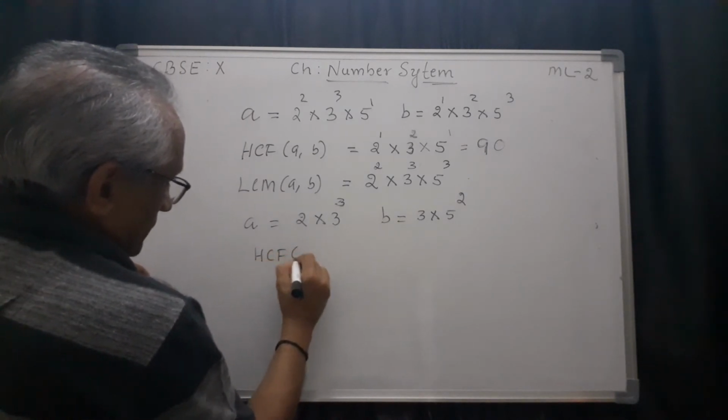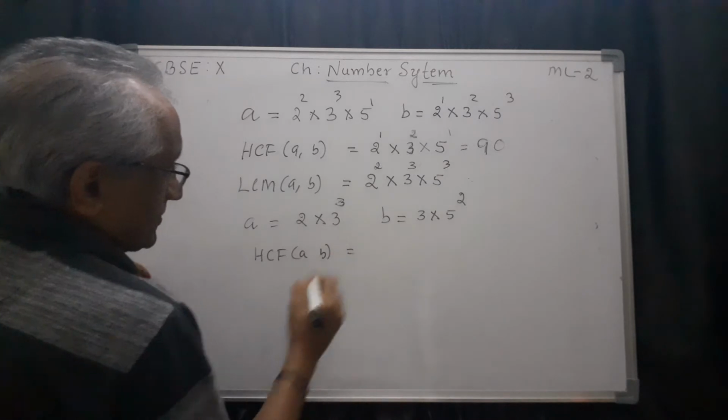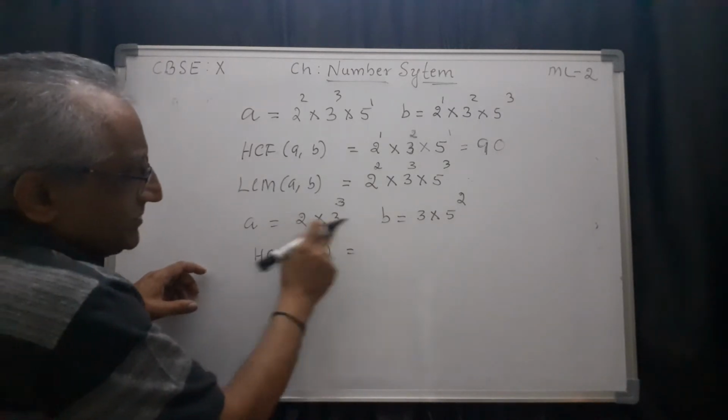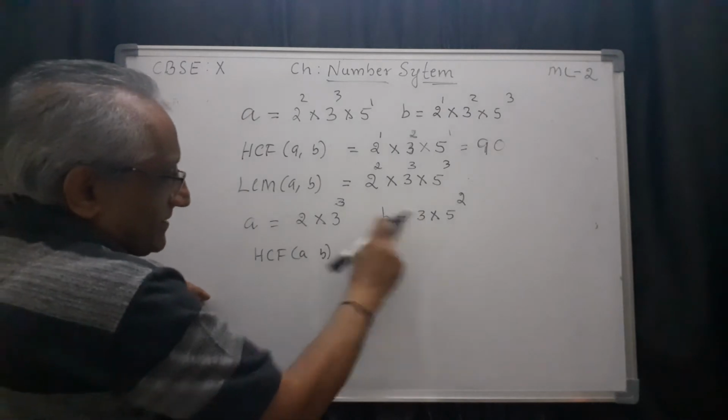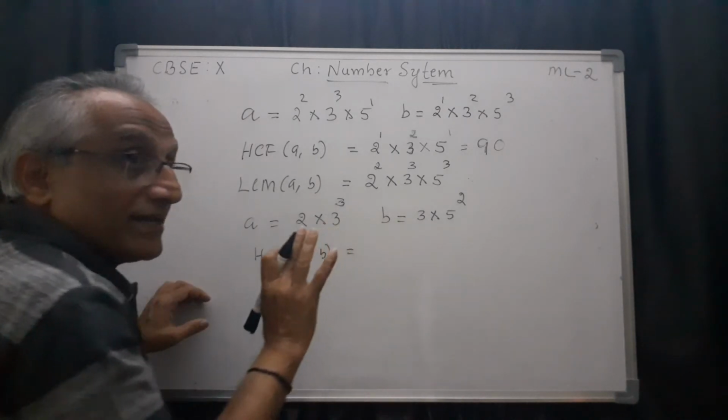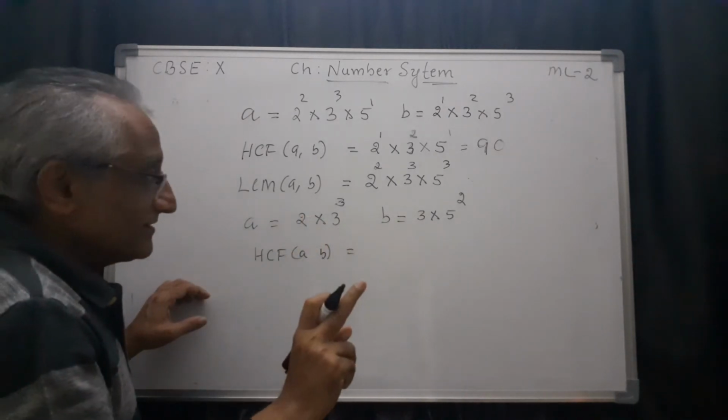What is the HCF of A and B? See, 2 is not at all common. It is here, but it is not here. So I cannot write 2. It is not a common factor.